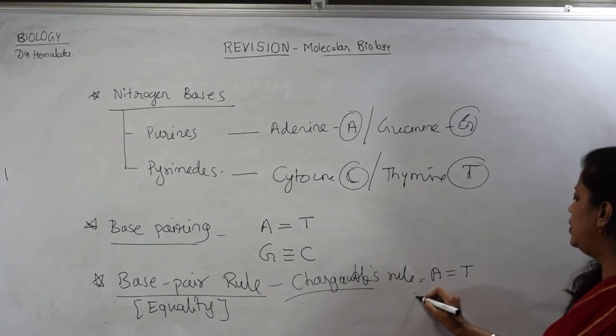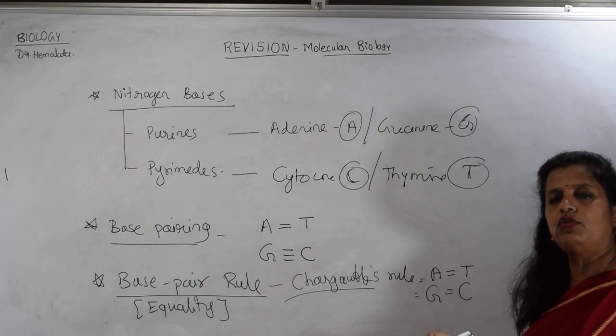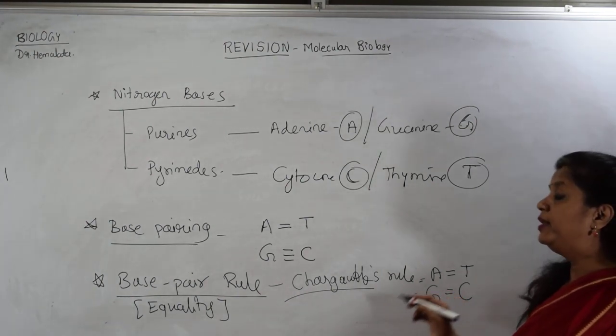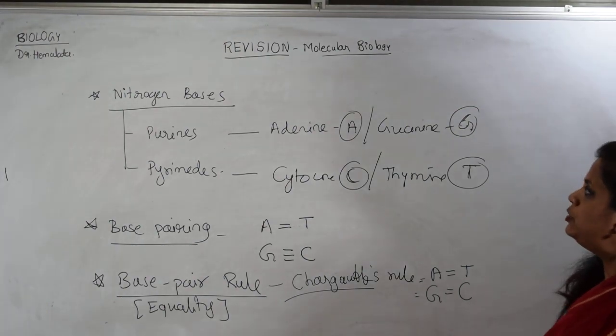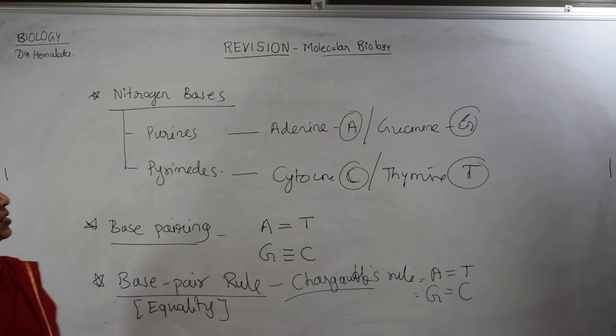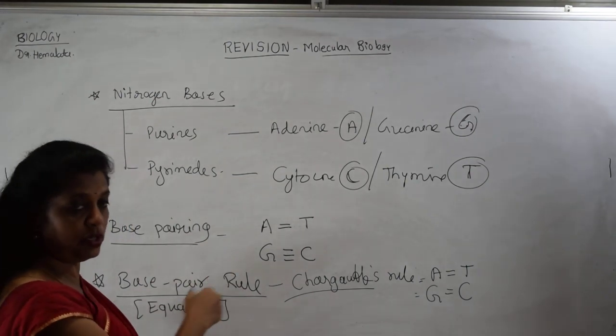Then another one is guanine must be equal to cytosine. However much cytosine is there, so much guanine also should be there. So that is followed by DNA. DNA follows this. So based on this, there is an example I will give you. Okay? So keep this in mind. Take them down and then write the points on this.